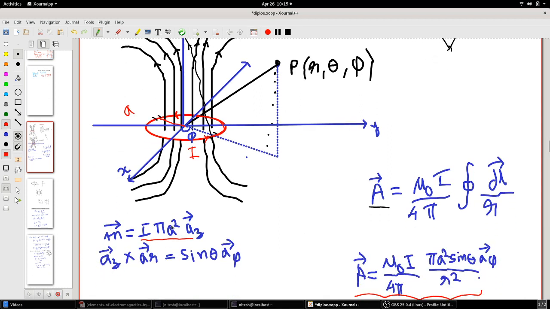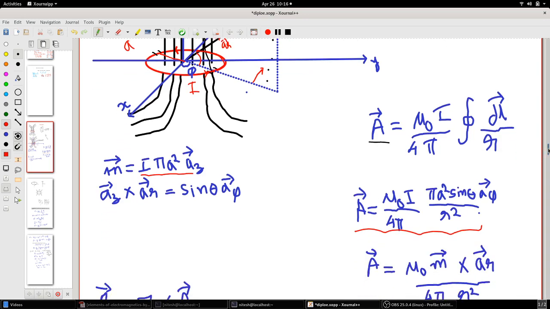I know that AZ cross AR is this. This direction is your AR. Into sin theta, which will be this angle. The cross product will be 90 degrees, which will give me the a phi, sin theta a phi, divided by something. So a phi into sin theta will give me this vector AZ cross AR. So that's what you will get. Now I plug it in here.